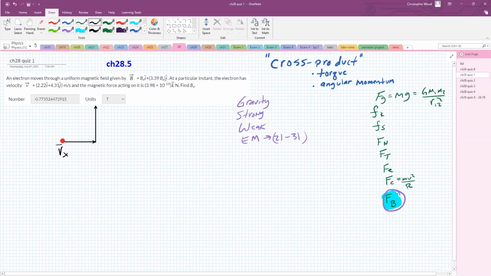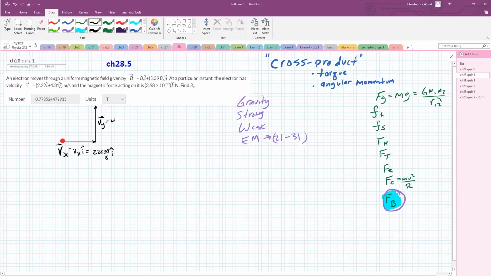Vx equals Vx I hat. I hat is the unit vector that's in the plus or minus X direction. And with my numbers here, it's 2.22 meters per second I hat. Here's my Y component, Vy, because there's two components to this electron.